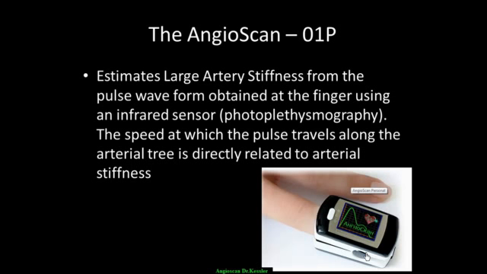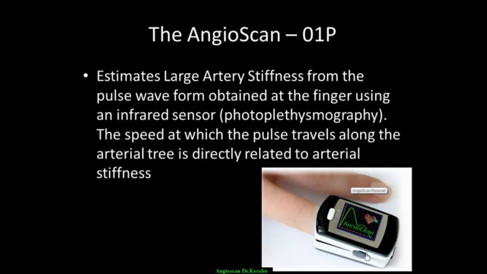So we're looking at this device as an estimate of your large artery stiffness from the pulse waveform obtained at the finger using an infrared sensor. The speed at which the pulse wave travels along the arterial tree is directly related to the arterial stiffness. So what it's doing is when your heart contracts, it sends a pulse wave, a pressure wave, down the vessels to the periphery, and then it has to return back.